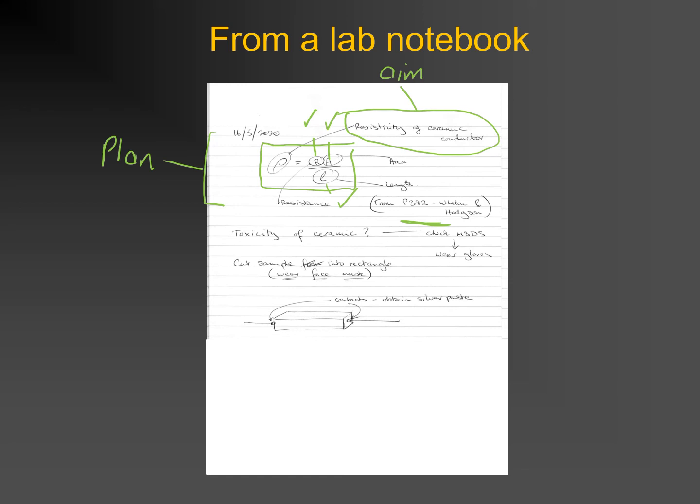While preparing to carry out the experiment, there's a question regarding the toxicity of the ceramic. Is handling or cutting the material likely to be hazardous? The Material Safety Data Sheet, the MSDS, is referenced here. A remark is made that gloves should be worn and a face mask. There's also mention of contacts to the sample, so that all of this would be part of the preparation.